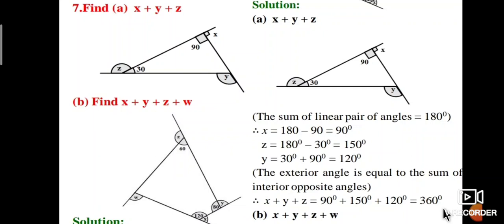Observe here, students, the sum of the linear pair of angles is 180 degrees. Therefore angle x is equal to 180 minus 90, that is equal to 90 degrees. Similarly angle z is equal to 180 minus 30, which is 150 degrees. Similarly angle y is equal to 30 plus 90, which is 120 degrees. Therefore the exterior angle is equal to the sum of the interior opposite angles. According to this, x plus y plus z is equal to 90 degrees plus 150 degrees plus 120 degrees, which is equal to 360 degrees.